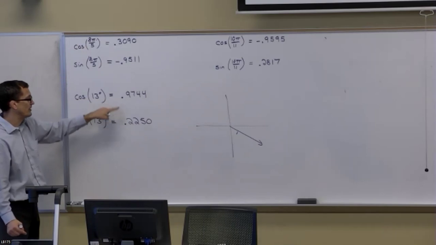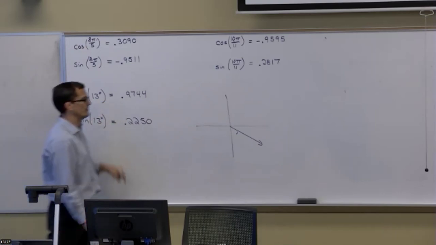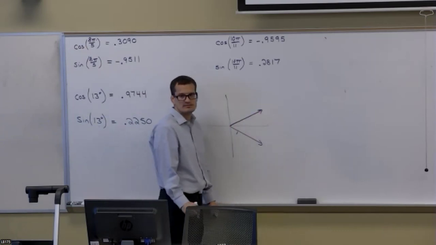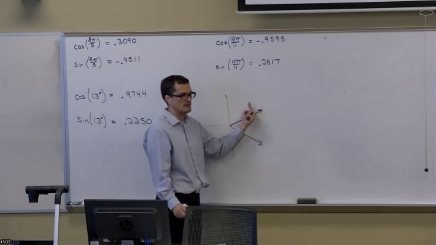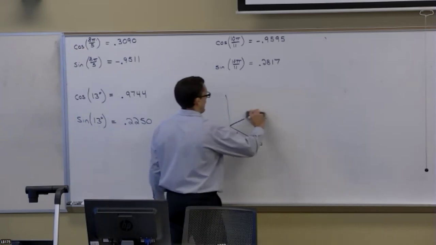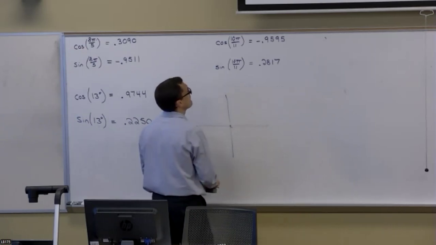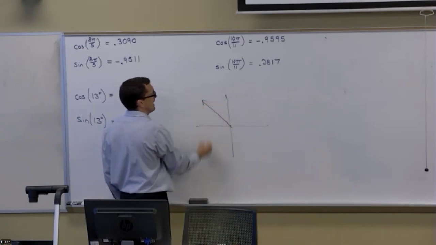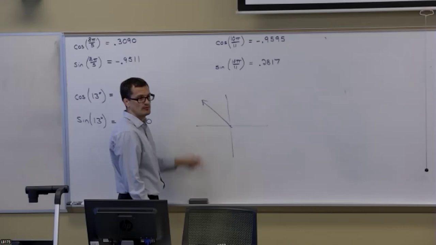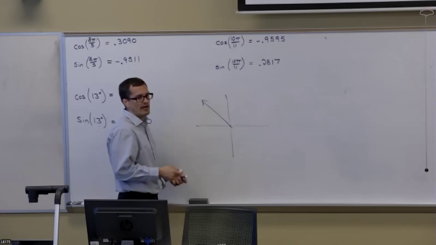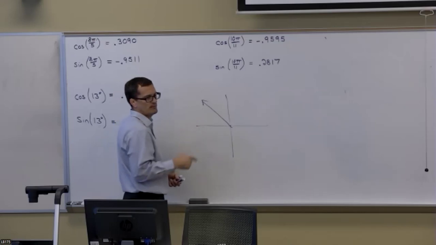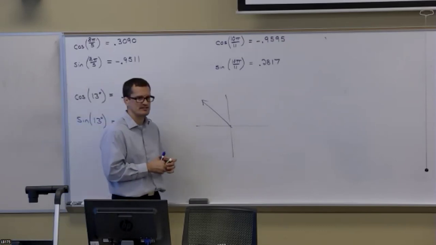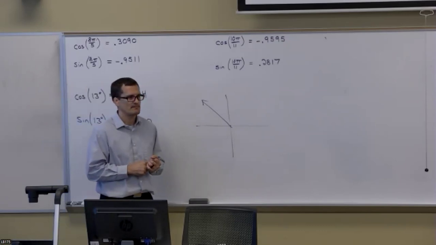Since both the x and the y are positive on 13 degrees, I know that my terminal side is going to be in quadrant 1. Everybody get that? Positive, positive. On 10 pi over 11, I had negative x value, but a positive y value. That means my terminal side is going to be in quadrant 2. So that's another way, although it's a roundabout way, of figuring out what quadrant your terminal side is in. Okay? All right, does that make sense?